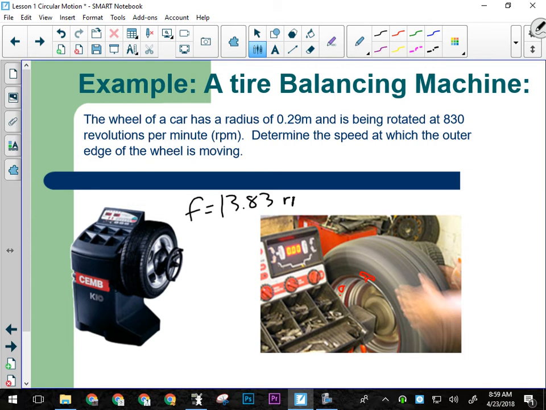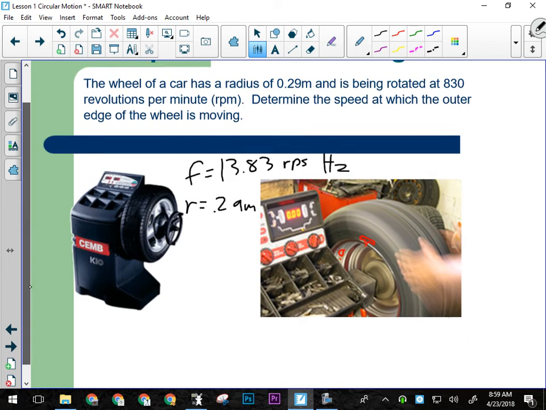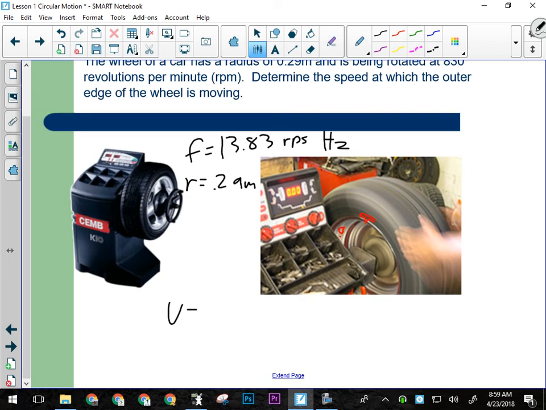We can call that RPS, rotations per second, or we often call it Hertz, cycles per second is what Hertz stands for, and that's what we use most often. We also know the radius. The radius is 0.29 meters, and that's it. Now they're asking us to calculate the speed. Now the formula we got says that speed equals 2 pi r over t. I don't have t, I have f.